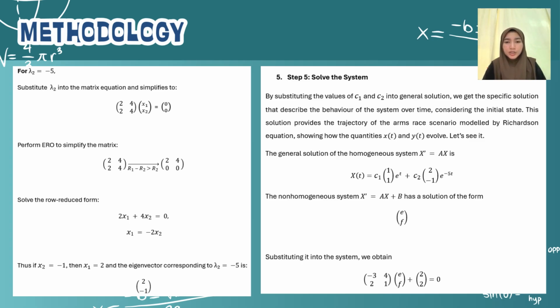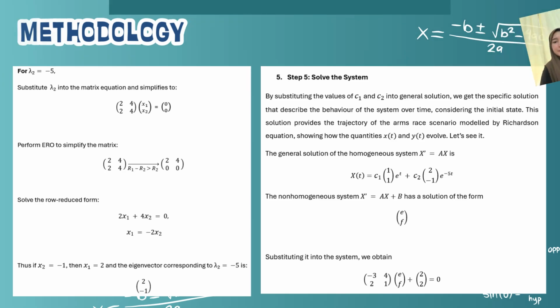For the non-homogeneous system, X' = AX + B, we assume a solution of the form (e, f). By substituting this assumed solution into the system, we get the following equation: [-3, 2; 4, -1] (e, f) + (2, 2) = 0. Solving this equation allows us to determine the constants e and f, which describe the system's behavior over time.